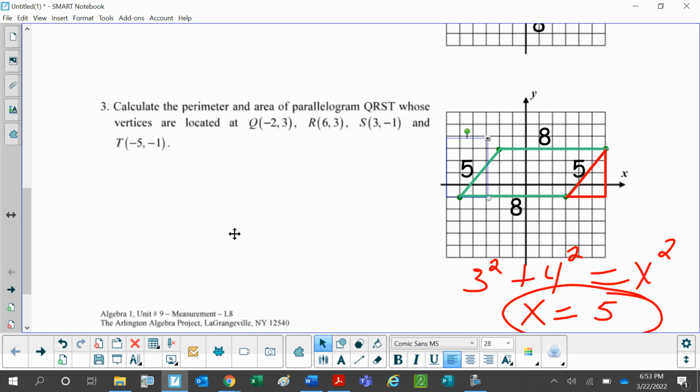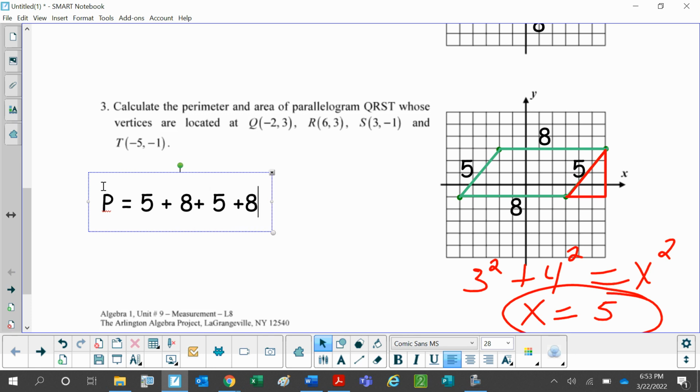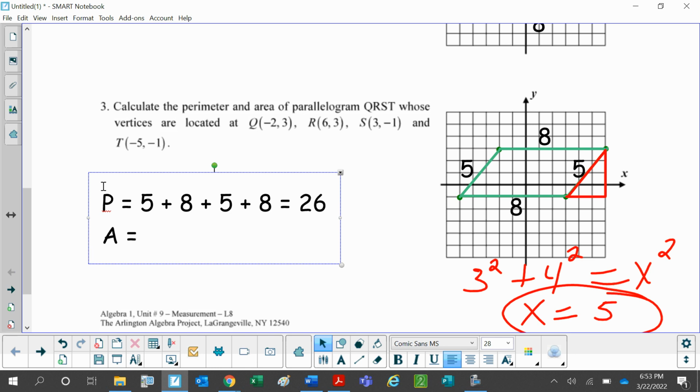For the definition of a parallelogram, opposite sides are parallel. So here we go. Perimeter, very basic. Perimeter is equal to 5 plus 8 plus 5 plus 8. All right, what is that? 5 and 5 is 10, and 8 and 8 is 16. So 10 plus 16 is 26 units. Area is going to be a little bit tricky.